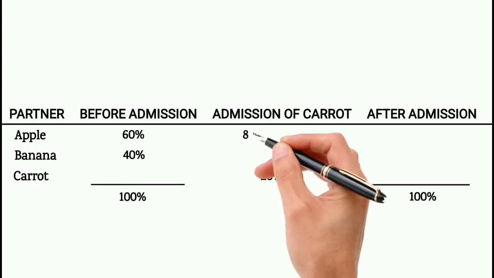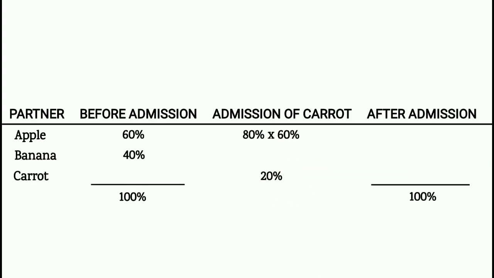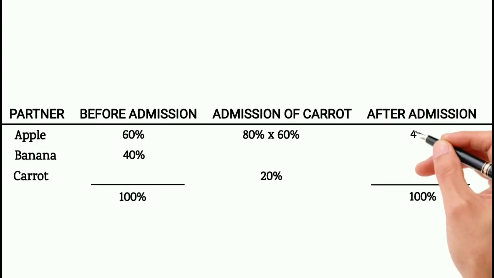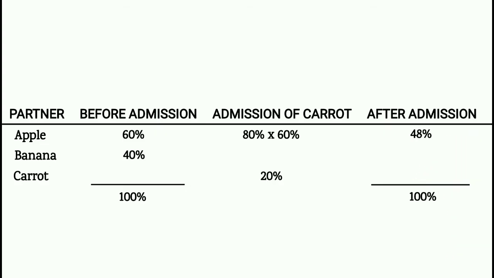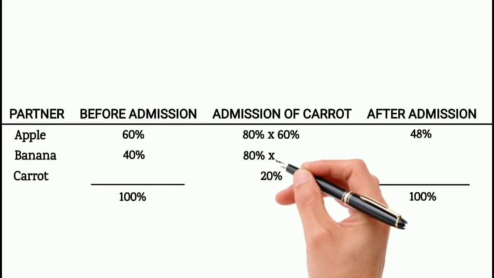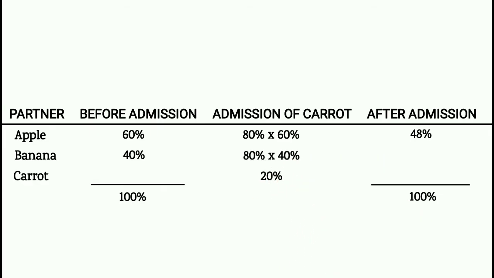For Apple, 80% times 60%. That is equal to 48%. And for Banana, 80% times 40%. That is equal to 32%. Therefore, after admission, the profit or loss ratio of the partners is 48-32-20. 48% for Apple, 32% for Banana, and 20% for Carrot.